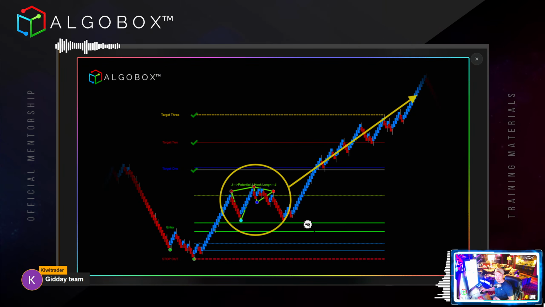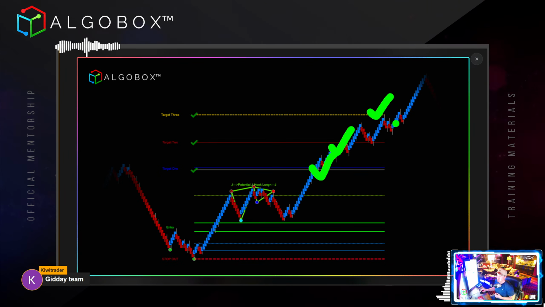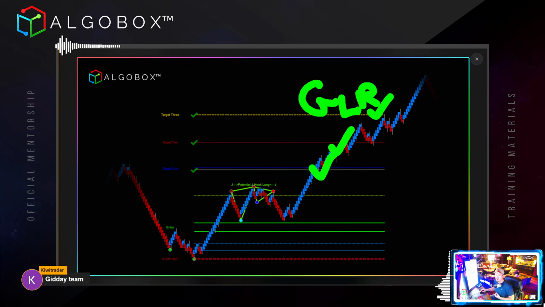If we touch right there inside of it and we're taking off, I'm taking contracts off here, here, and all the way up here on the target 3. Make sense? Now, you might ask yourself, well, hey, when it hits target 3, can I take a reversal? Actually, I generally do. I usually play this as a GLR as well.